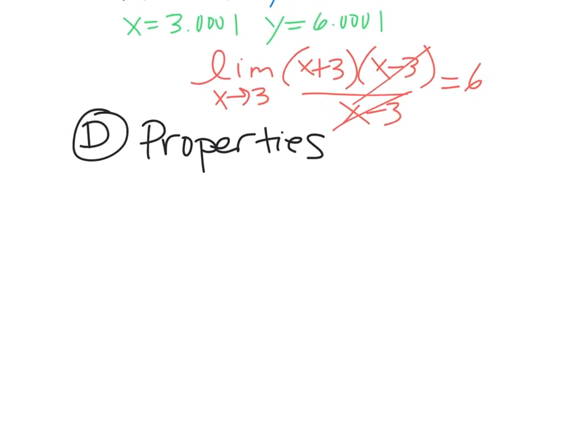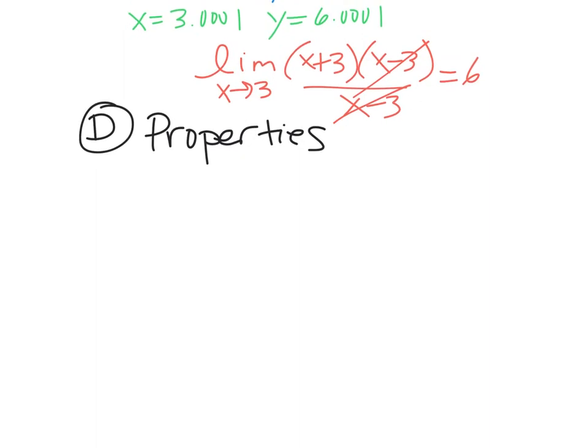Properties. All right, so limits have some properties, and they're pretty good to use. This property wasn't in the book, but I think it's a really good one. If you take the limit as x approaches c of a constant k, your answer will be that constant. Okay, that should make sense to you.